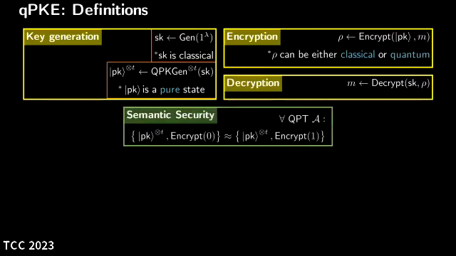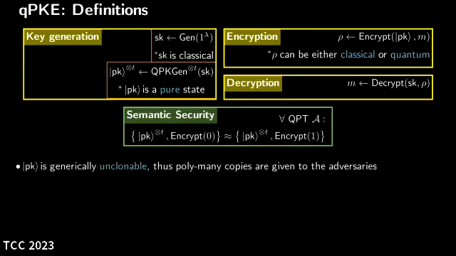For the security, we just follow the standard semantic security paradigm, where basically the adversary cannot distinguish the encryption of 0 and 1, except that the adversary is now also given polynomially many copies of the public key.